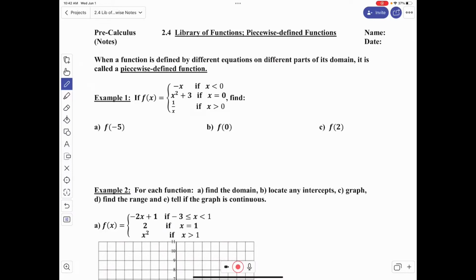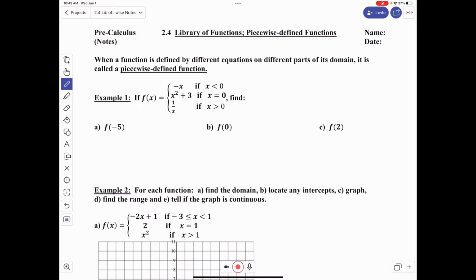So this section is focusing on knowing your library of functions, your graphs, and piecewise-defined functions. So the first thing that we're going to do is solve a function, like if you're given a piecewise-defined function, and that's when a function is defined by different equations on different parts of its domain, and that's what a piecewise-defined function is.